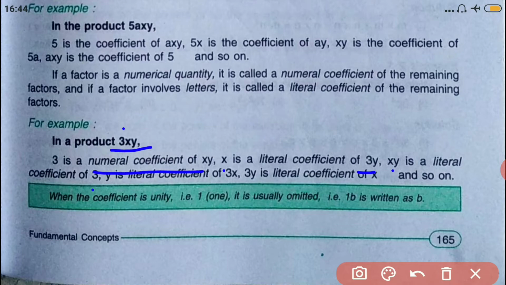Okay, now we can take the next one, y. If I take only y, it becomes also the literal coefficient of 3x. Now if I take 3y, this also becomes the literal coefficient of x. So a literal coefficient can have a number and a letter along with it, or only a letter. Okay, with the help of this particular knowledge, let us try to solve a few questions from exercise 18b.